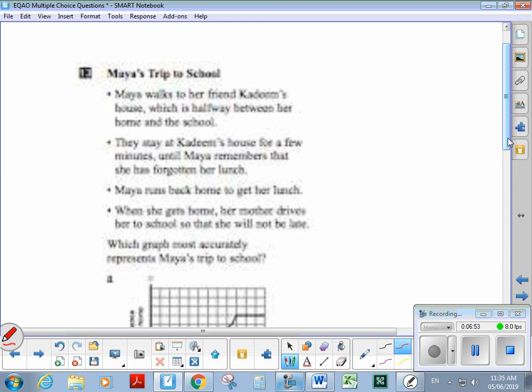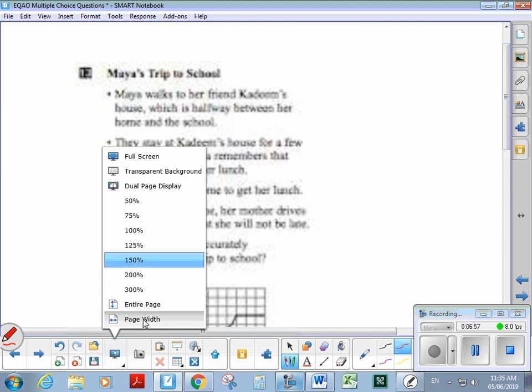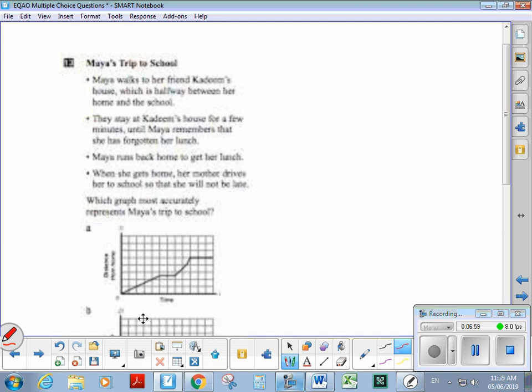Let's see here. I'm going to zoom that out a little bit. So it says that Maya is taking a trip to school, so I'll read this for you. It's a little tough to see. So Maya walks to her friend's house, which is halfway between home and school. They stay at her friend's house for a few minutes, and then Maya remembers that she forgot her lunch, which means she's got to go home. Maya runs back to get her lunch.